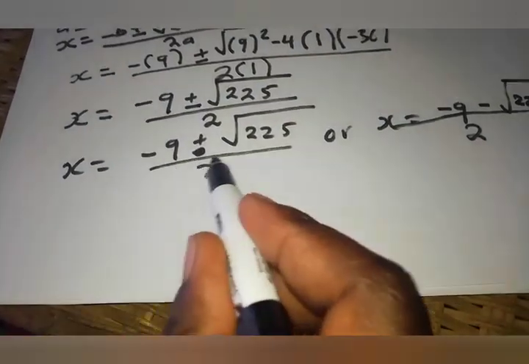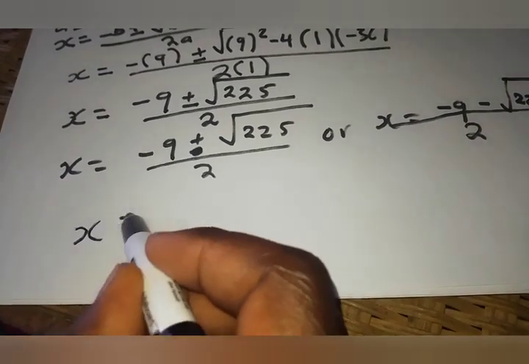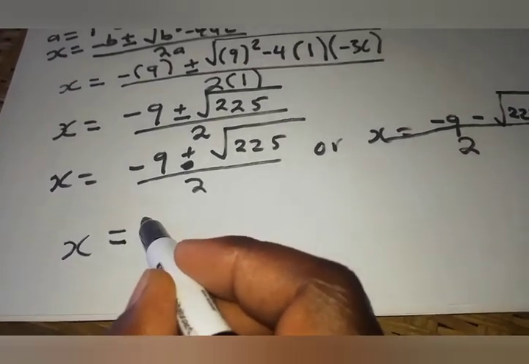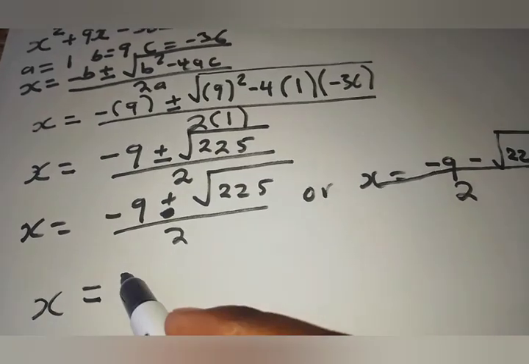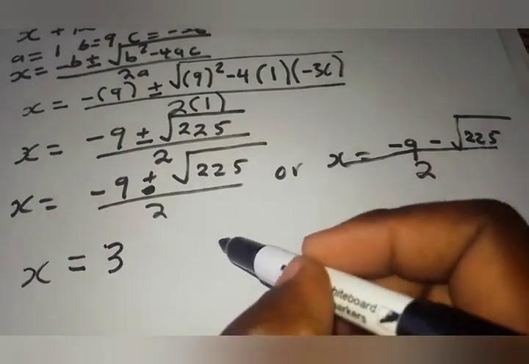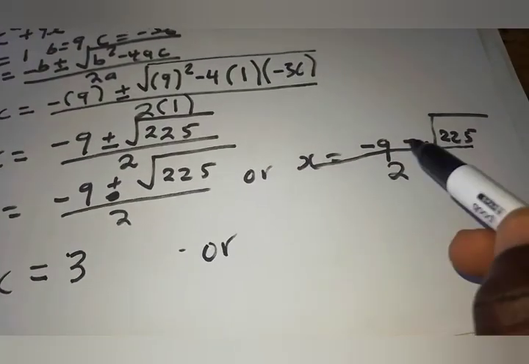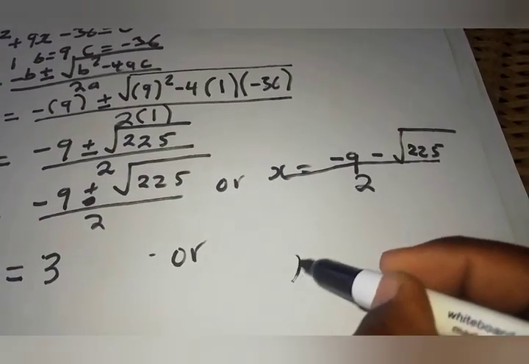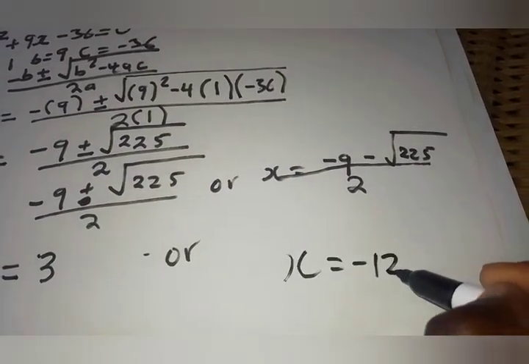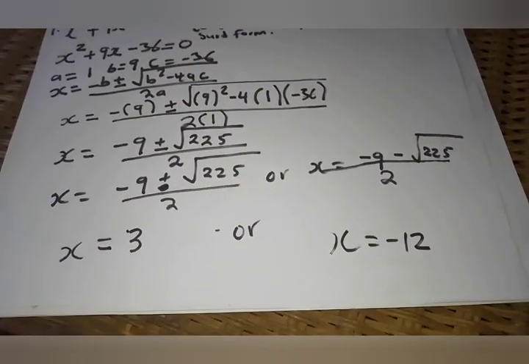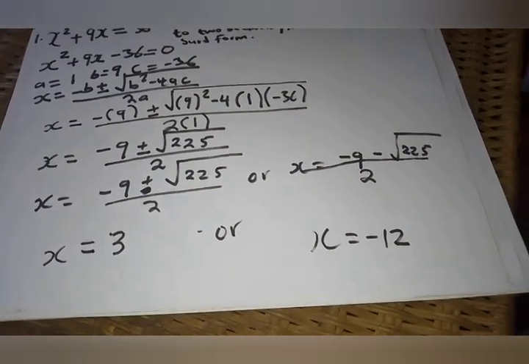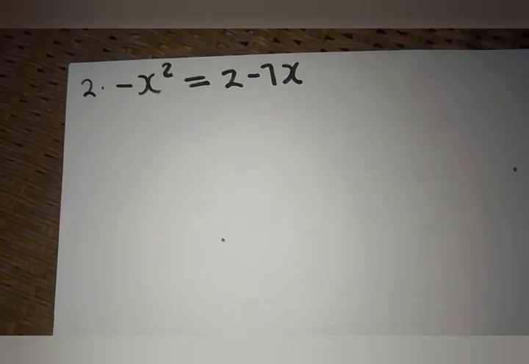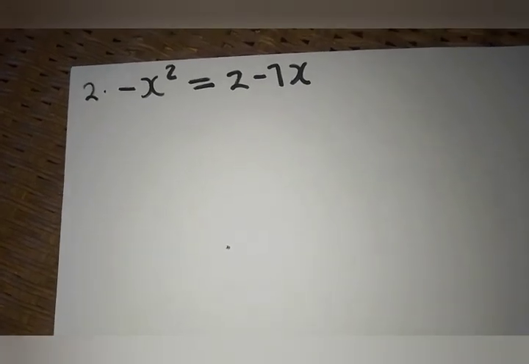So when you are here, you just use your calculator. When you use your calculator, you will get x equal to positive 3. You see how easy it is. So you can pause the video to get that other one. So x will be negative 12. You see that? So that's it. Everything must be in standard form first.